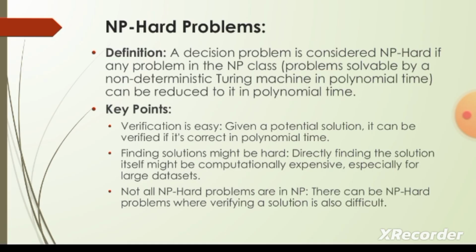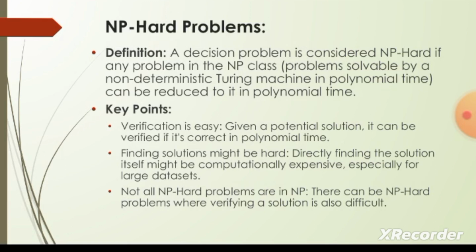Next is NP-hard problem. So an NP-hard problem is a decision problem considered NP-hard if any problem in the NP class, that is, a problem solvable by a non-deterministic Turing machine in polynomial time, can be reduced to it in polynomial time. So the key points are: verification is easy. Given a potential solution, it can be verified if it is correct in polynomial time.